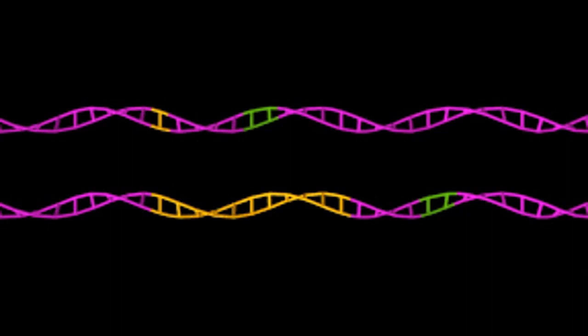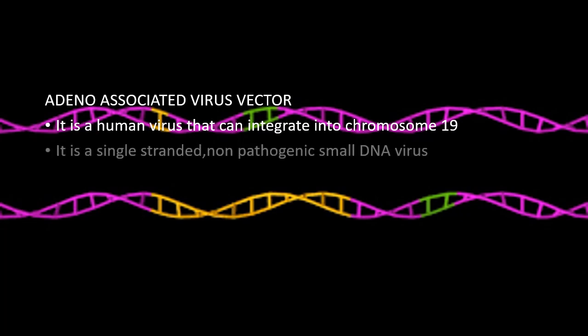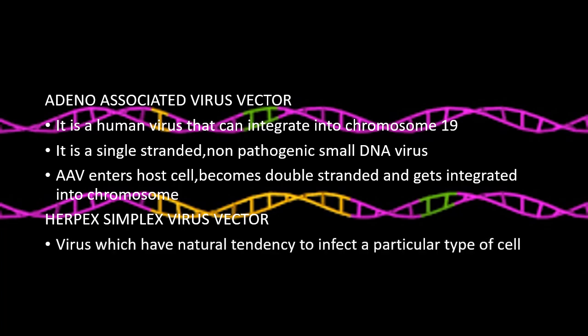Some other viral vectors are the adeno-associated virus vector. It is a human virus that can integrate into chromosome 19. It is a single-stranded, non-pathogenic, small DNA virus. When this adeno-associated virus enters the host cell, it becomes double-stranded and gets integrated into the chromosome. Other type is called the herpes simplex virus vector, a virus that has a natural tendency to infect a particular type of cell. They infect and persist in nervous cells.